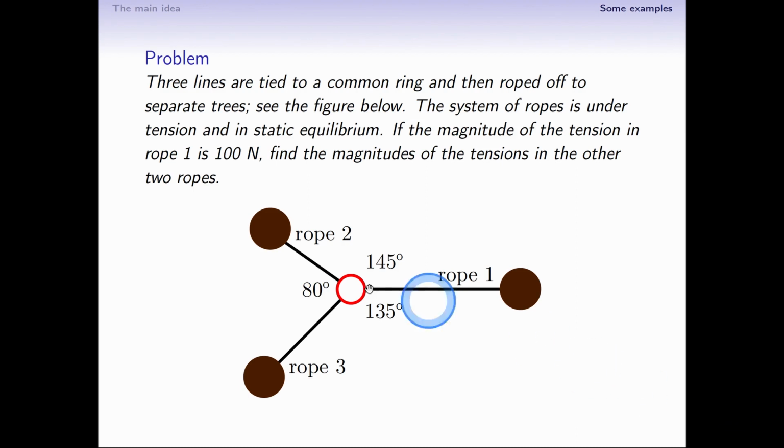Three lines are tied together to a common ring and then roped off to separate trees. The system of ropes is under tension and in static equilibrium. If the magnitude of the tension in rope 1 is 100 newtons, find the magnitudes of the tensions in the other two ropes. So let's head over to the document camera and we'll see how our component analysis will allow us to answer this question.